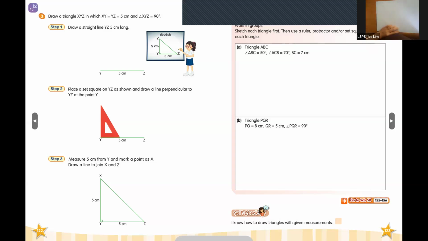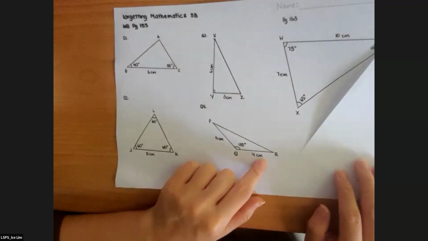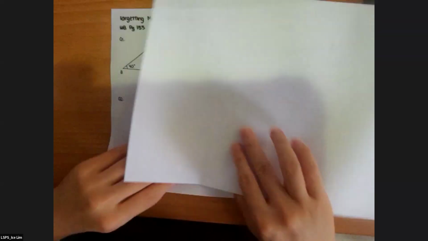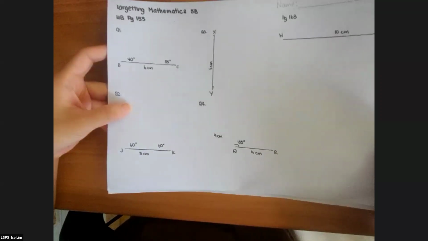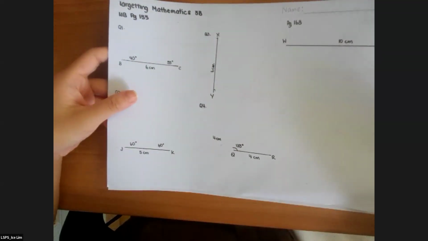I'm going to stop here. Now, there are three challenges here. The first challenge is to try to trace all these onto the piece of paper. And then on the other side is level 2. When you have one line, you can complete the triangle. Level 3 means you do it completely on an empty piece of paper.